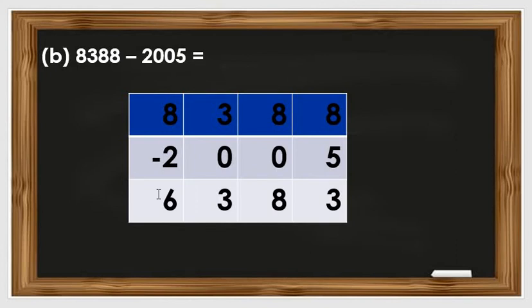So what is the main answer we got? 6,383, all students? 8,388 minus 2,005. So what answer did we get? 6,383. Understood, all students? Got my points?